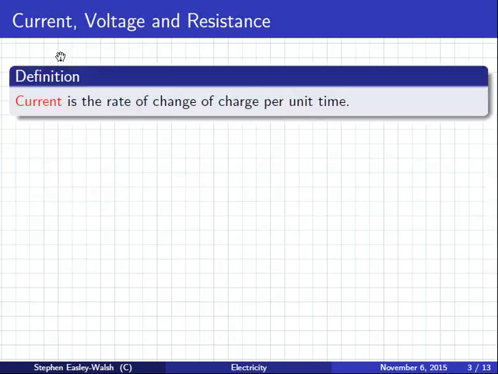So current, another definition of current is the rate of change of charge per unit time. Or as a formula, current is Q over T. Now, of course this makes sense because the formula in the last lesson was Q equals IT. So this is not a surprise, but it's just another way to define current. It's the rate of change of charge per unit time.